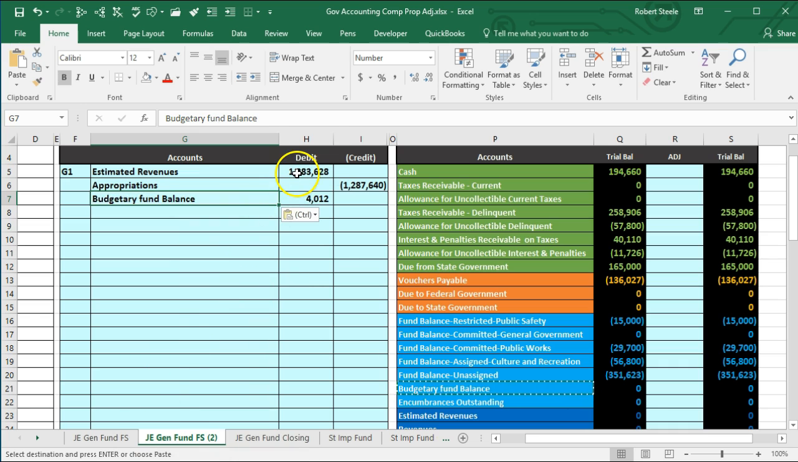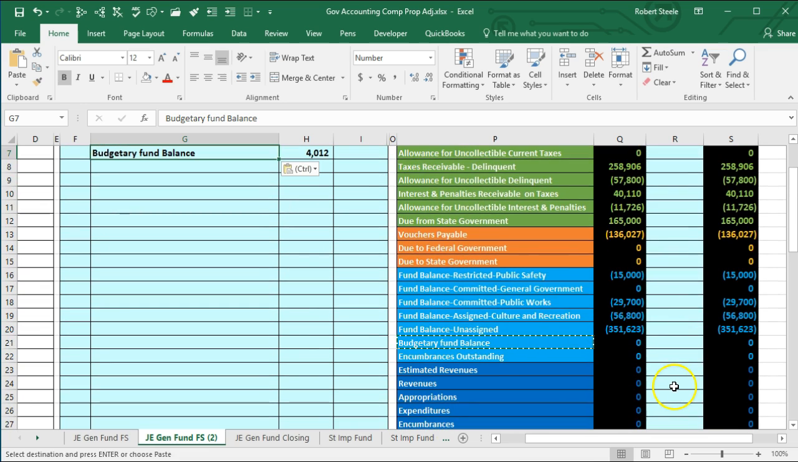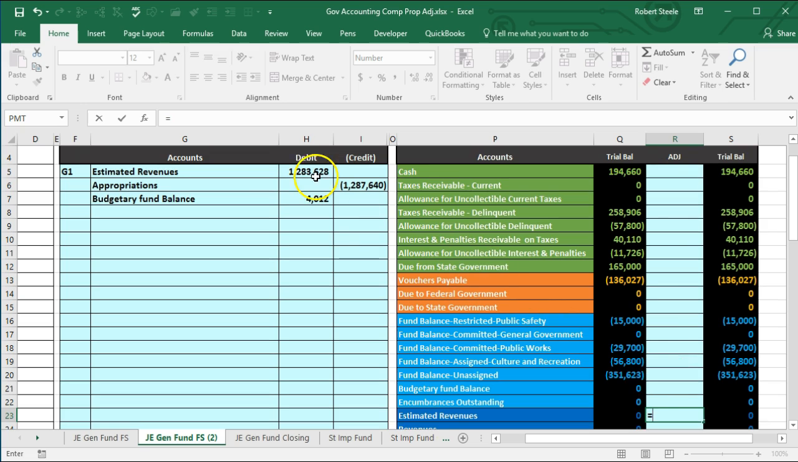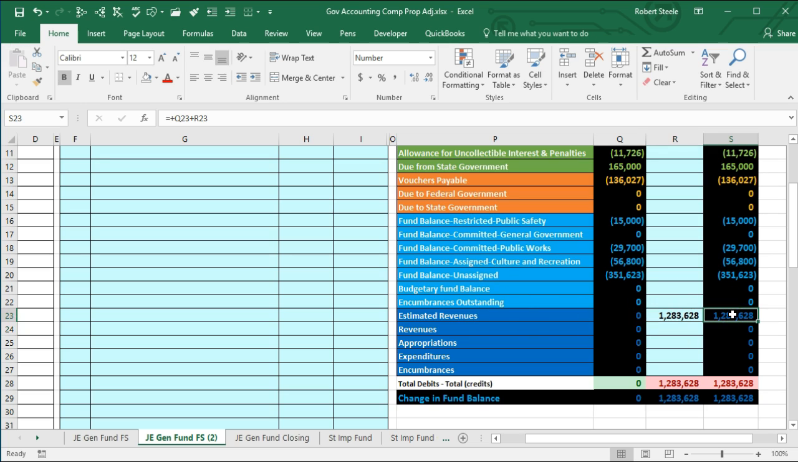Then we're going to post this journal entry to the blue column here and see the difference from the beginning trial balance to the ending trial balance. So we're going to scroll down to estimated revenue. Estimated revenue is right here. So in R23 equals, we're going to point to that 1,283,628, enter. And there we have the debit there.